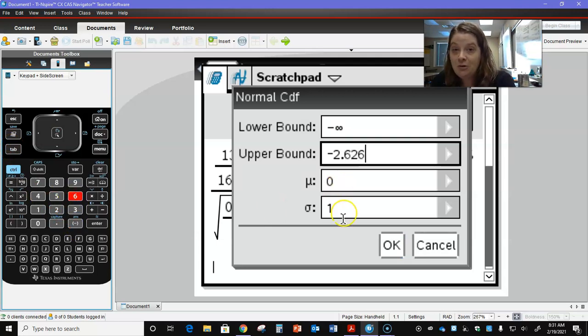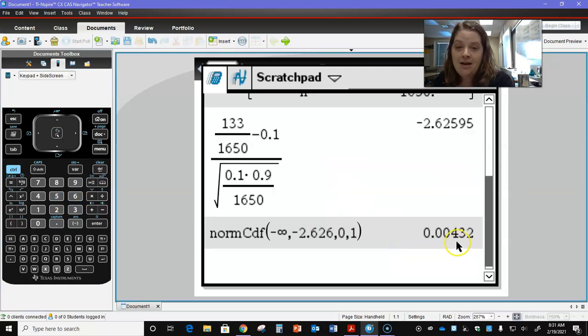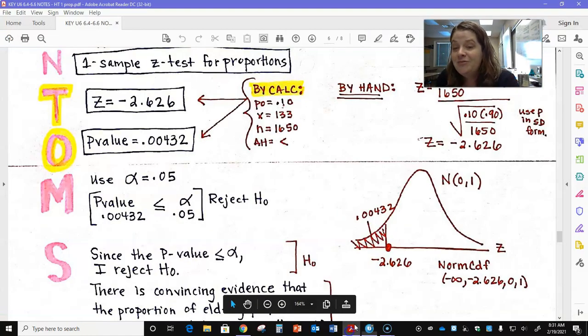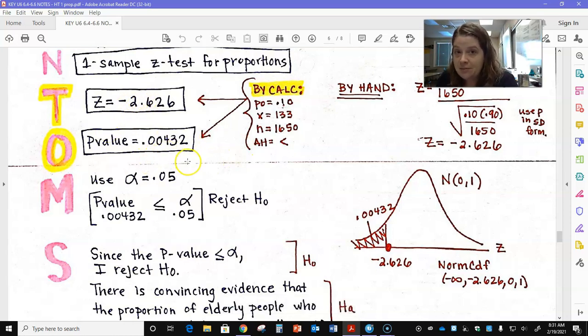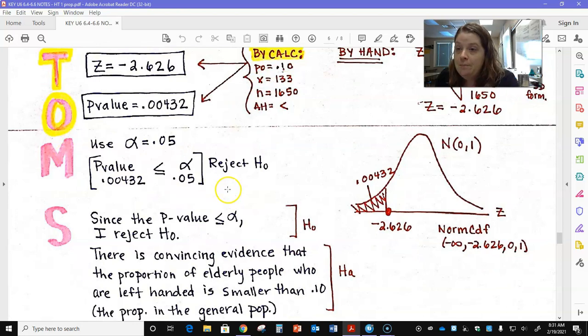It defaults to 0 and 1, which is great because I'm working with the z-score anyway. So I put OK, and there's that probability, that p-value. Now, for the sake of time, I would recommend that you know how to do these things. This is important. But in this time crunch we are in at the end of the year, you can just pull these out of your calculator and write them down. Okay, so make a decision.